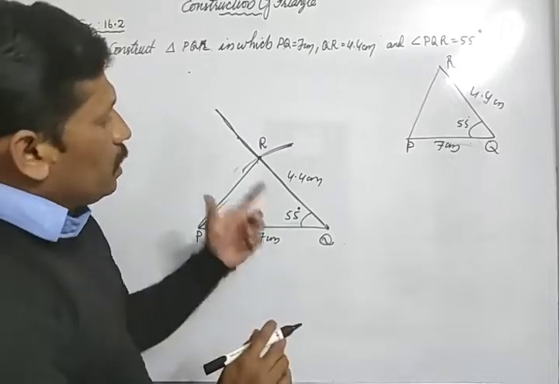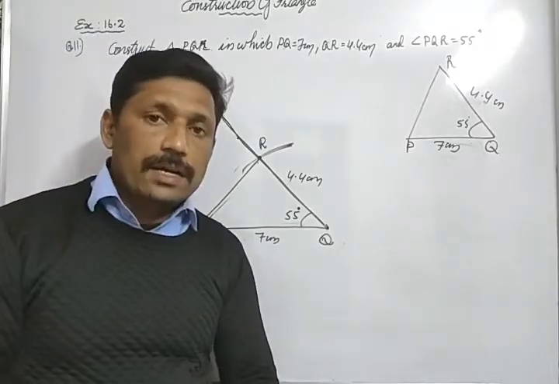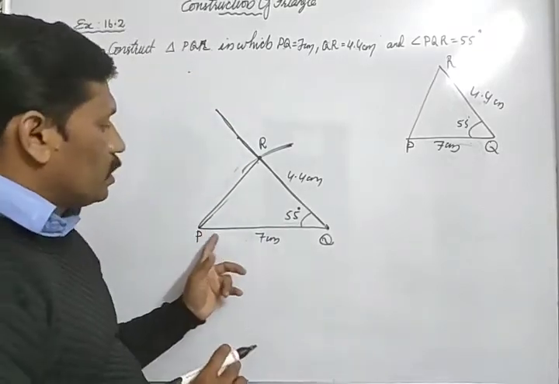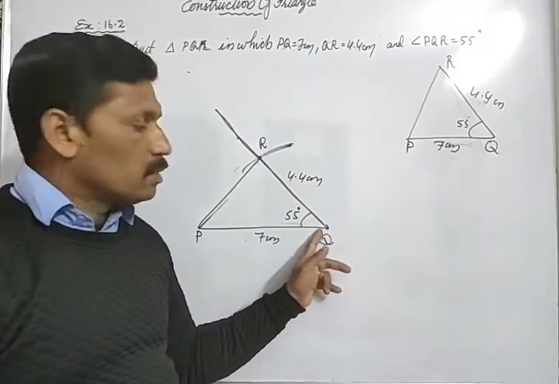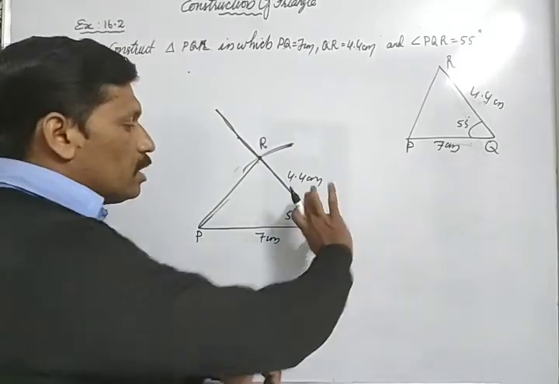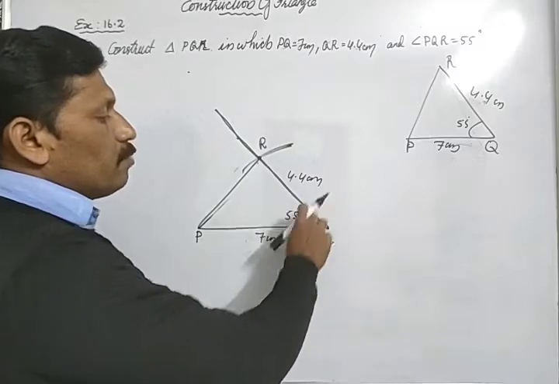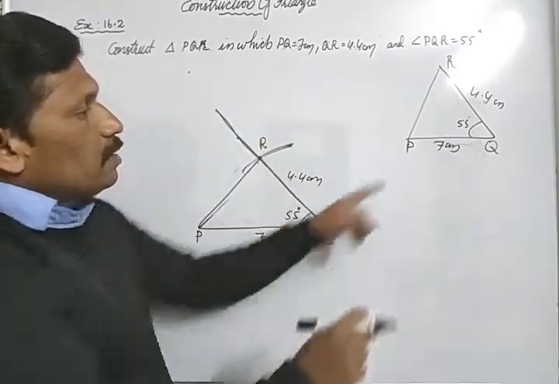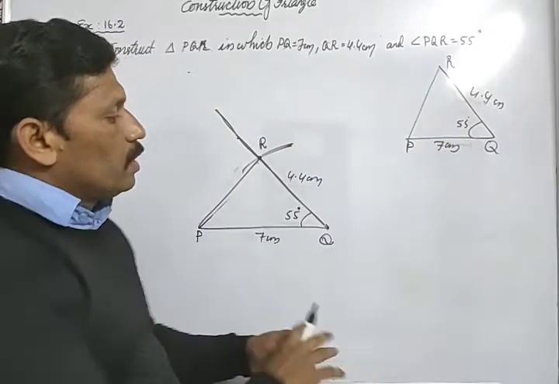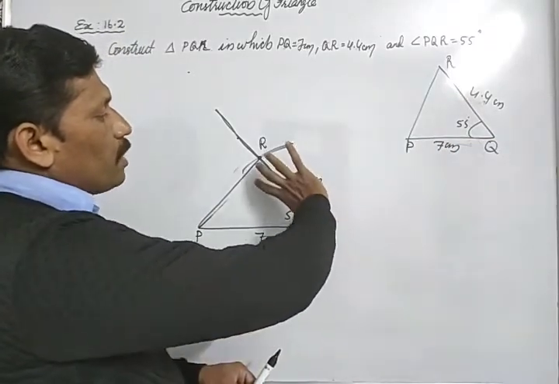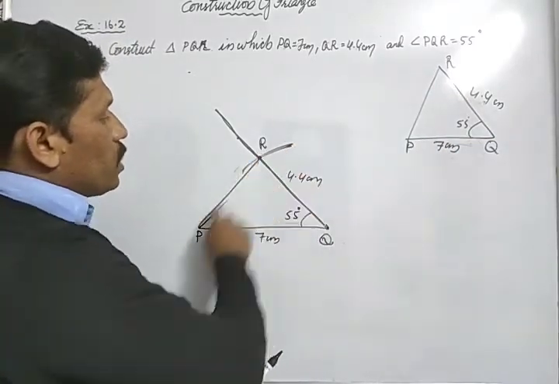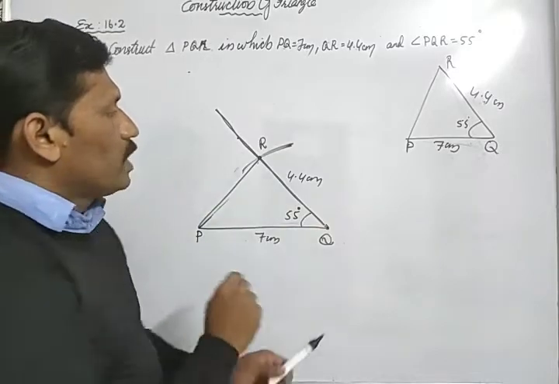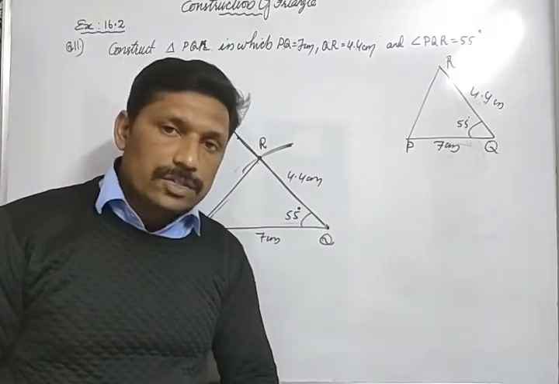You can write, and now the required triangle is ready. Here you can see that first of all we draw line PQ, 7 centimeters. Then we measure the angle Q using a protractor, measure 55 degrees and draw this straight line. On this straight line we cut 4.4. After measuring 4.4 in the compass, we cut an arc, and we join this arc and this point, and the required triangle is ready.